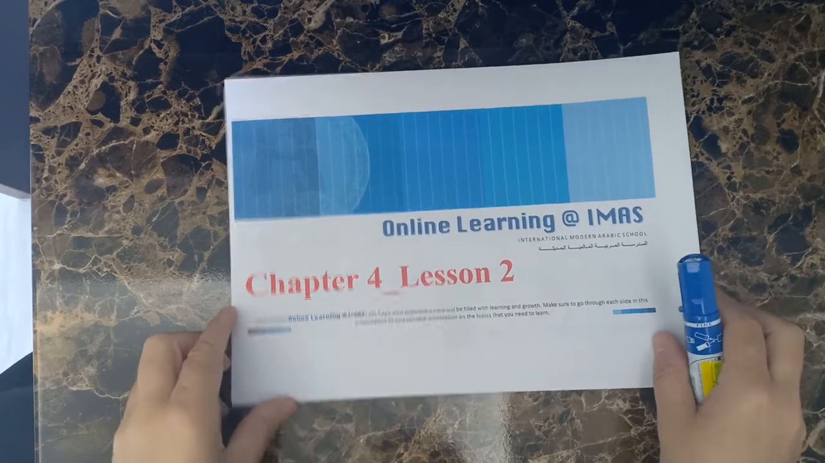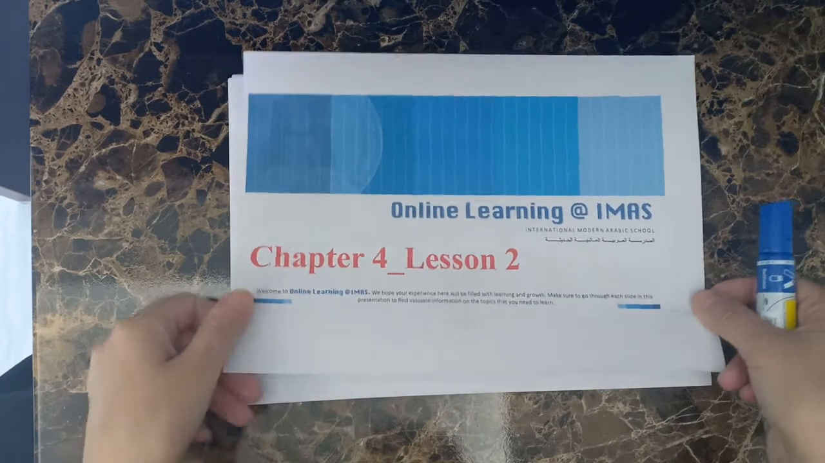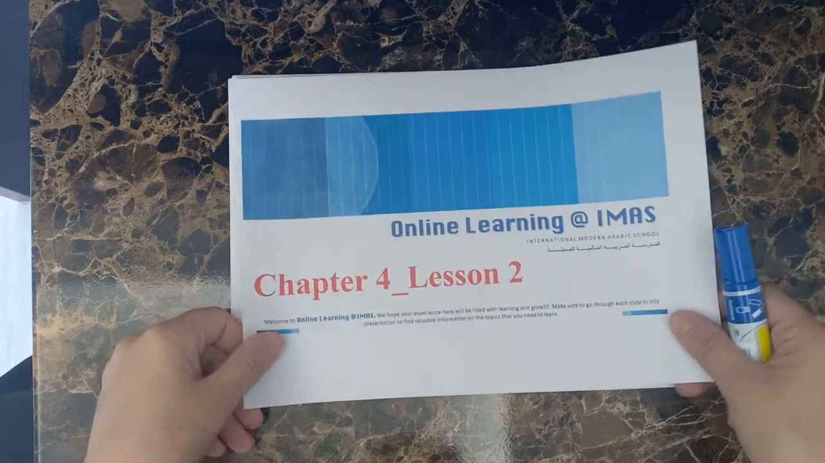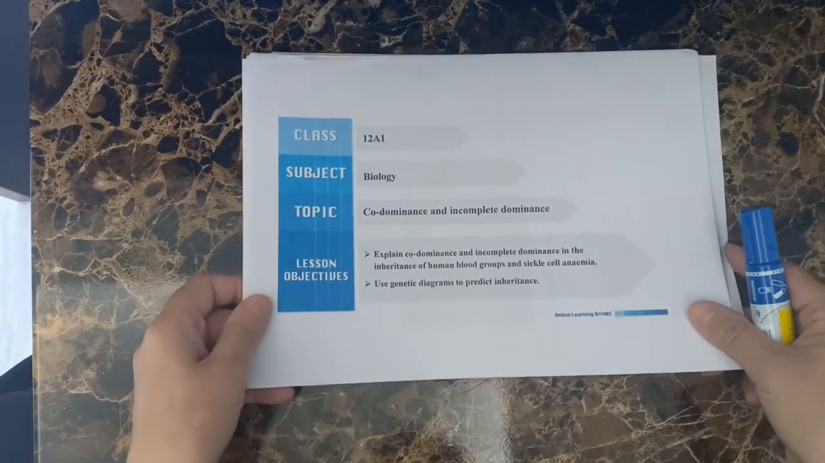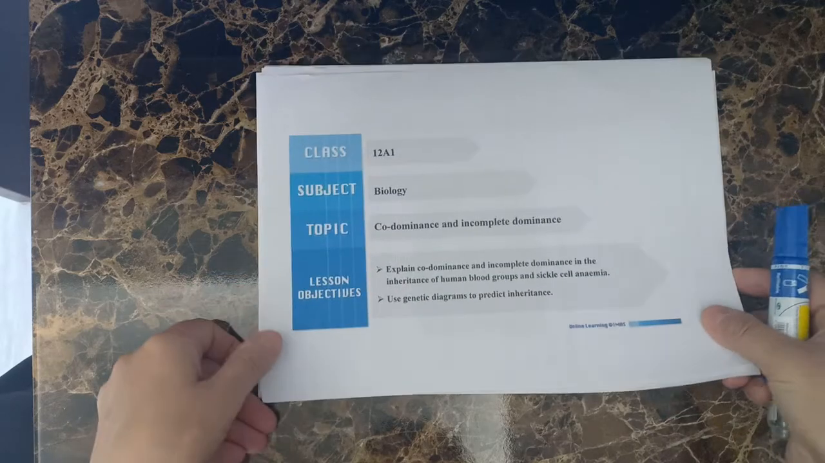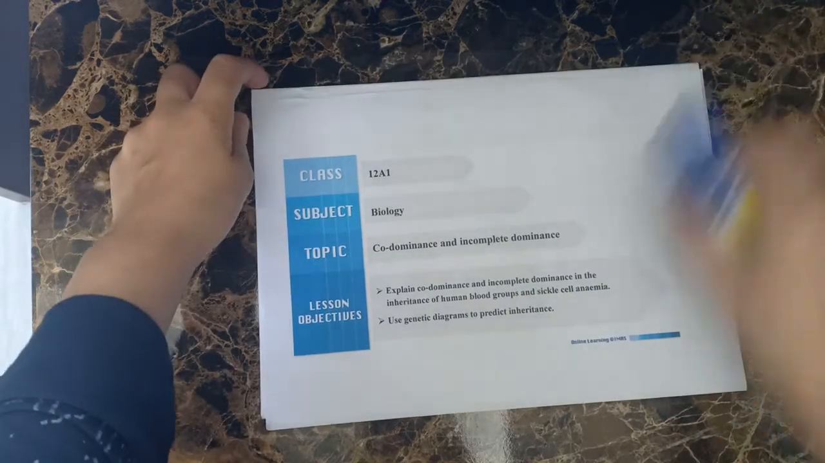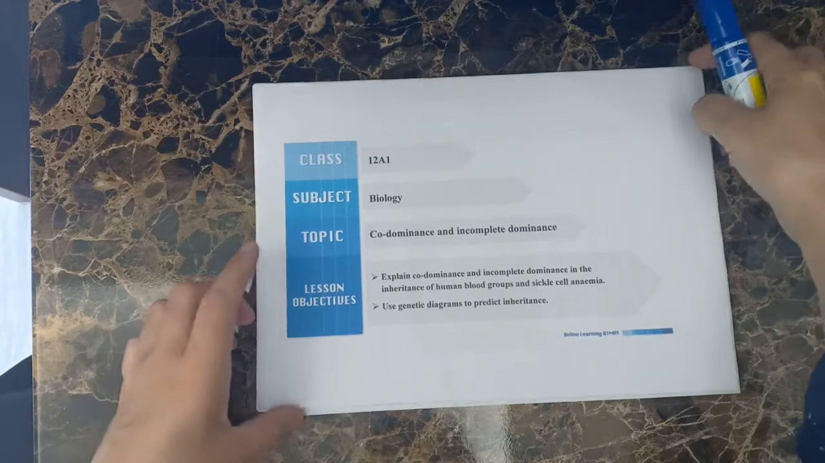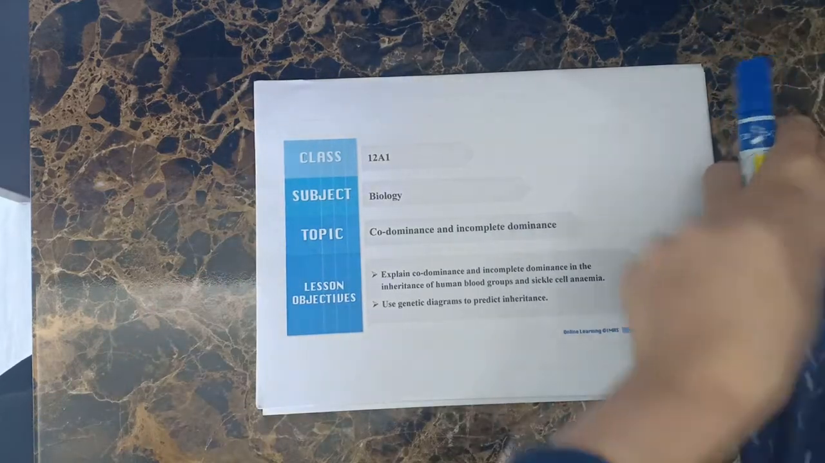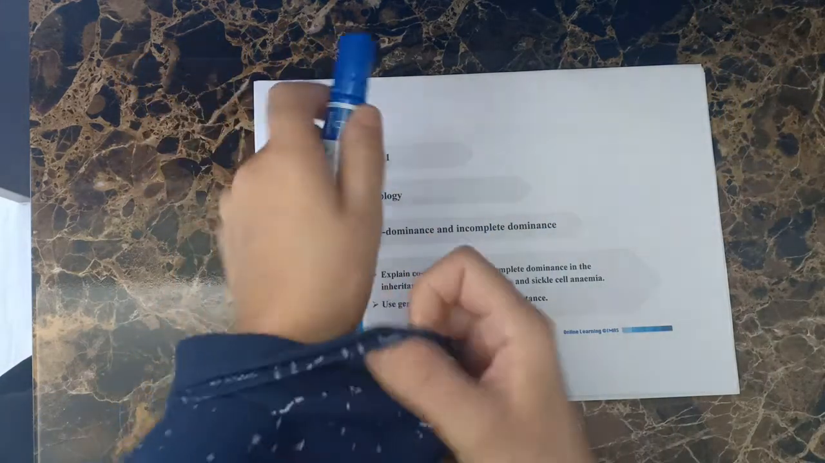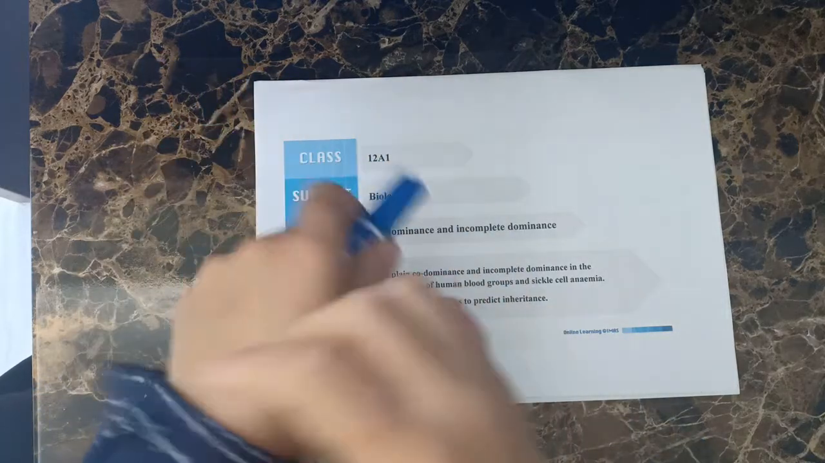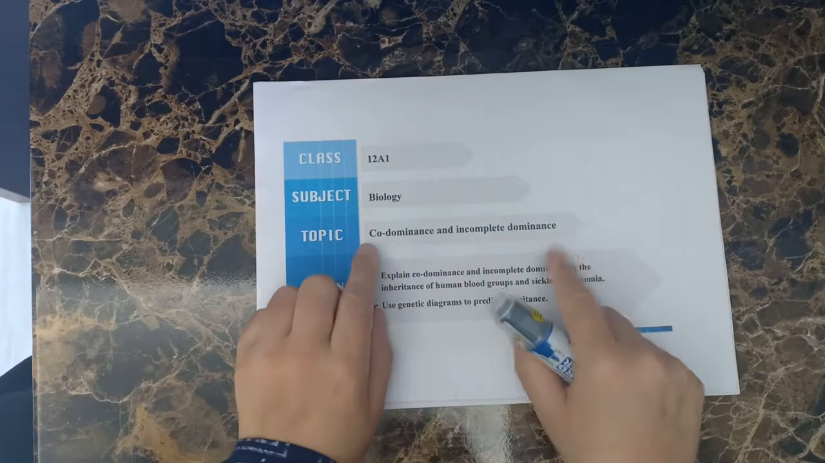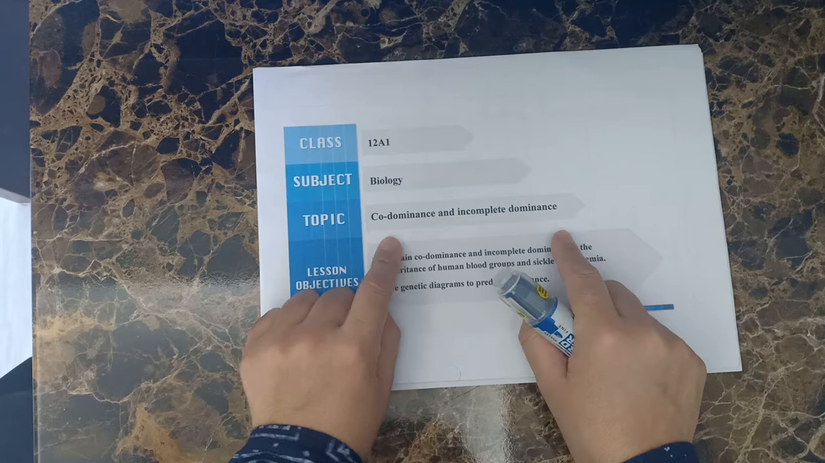So this is the presentation for our lesson 2. In this lesson we are going to talk more about codominance and incomplete dominance, because we have so far seen traits or diseases which are dominant and recessive, but this is not the case for all traits or diseases. So we are going to see some examples here.